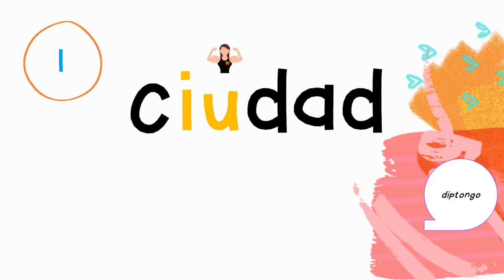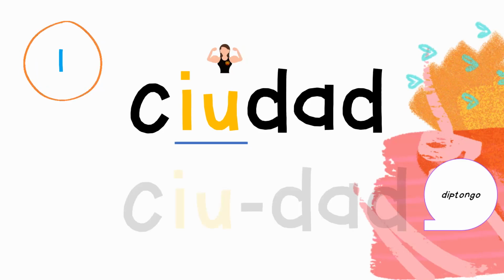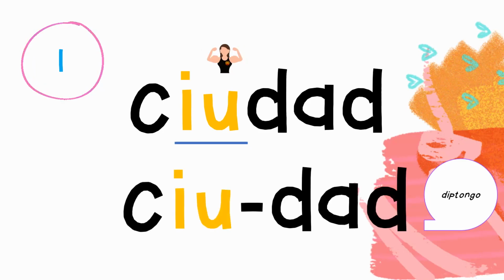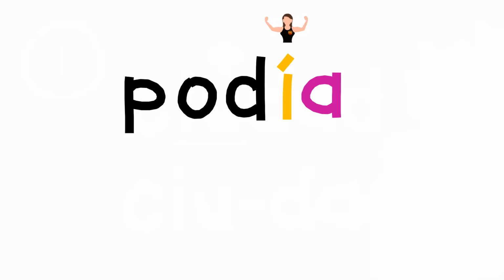And we have here the last case, ciudad. What kind of vowels are i and u? You're right, they are weak vowels. And the rule says that when we have two weak vowels together, they remain together. Remember, when vowels stay together, we call this diptongo. Let's see some examples so you can practice.